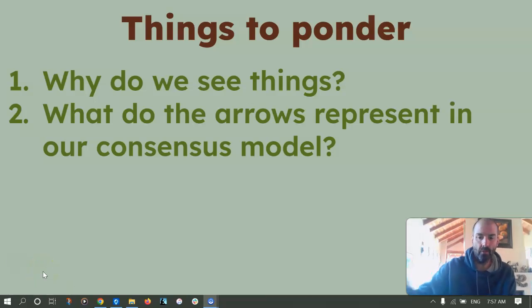All right, so this is session 1.2.2. Some things to ponder. Why do we see things, and what do the arrows represent in our consensus model?